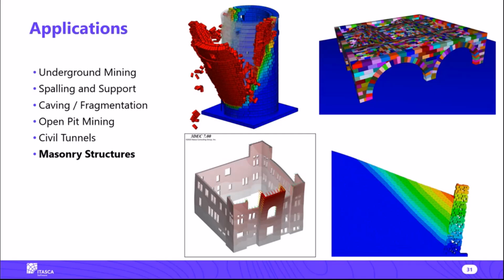Masonry, a lot of people are using 3DEC to look at masonry problems. Often masonry structures subjected to earthquakes. So you have a lot of these old churches or old mosques or old bridges in parts of the world where they get a lot of earthquakes. And so you can use a dynamic option, build up one of these things, subject it to an earthquake and see if it fails or what the deformation is and what kind of support you might need.